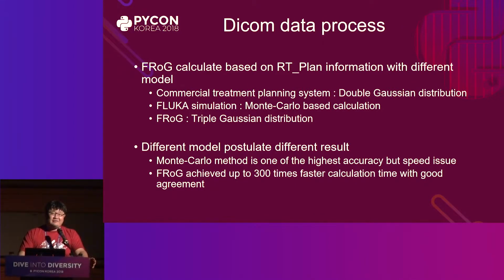Monte Carlo simulation is very accurate, but it takes a long time. When you need to calculate one patient, we approximately need 72 hours with a 40-core cluster. However, FRoG can calculate almost 300 times faster, and the average calculation time is 90 seconds. So the calculation performance is very fast, but the disagreement between the Monte Carlo simulation and FRoG is only 1%. So this means that FRoG is predicting the result of the Monte Carlo simulation well, with very high performance.